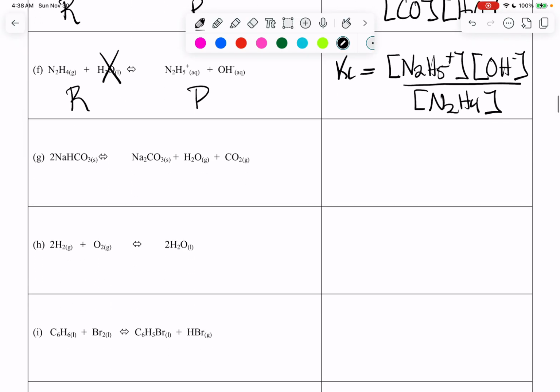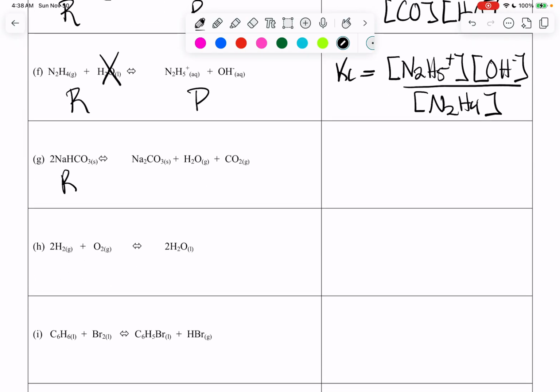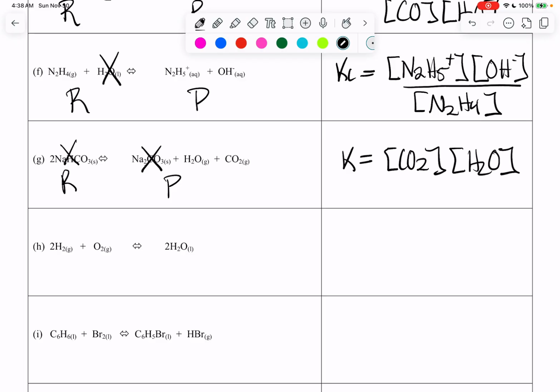For the next one, here are my reactants, here are my products. They're all gases except this is a solid. I don't include that in my equilibrium law expression. And I don't include that. So again, I have another one where I can just write the products. So the products go on top. So I have CO2 gas times gaseous water. And those don't have a coefficient, so I just assume that that's 1.